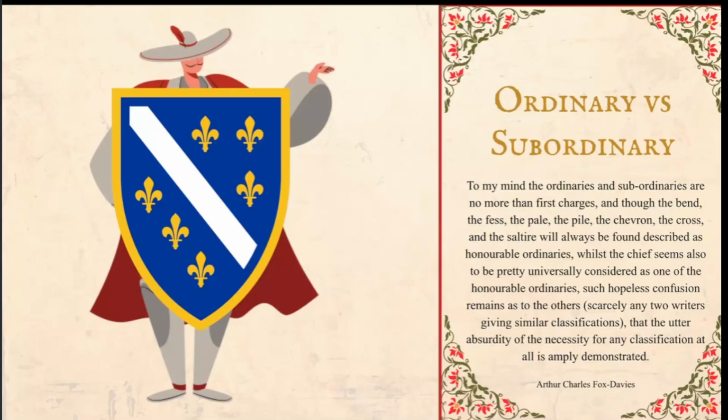So those are your basic core components: your ordinaries, subordinaries, and field treatments. Any questions about those major components before we dive into the charges side of the world?